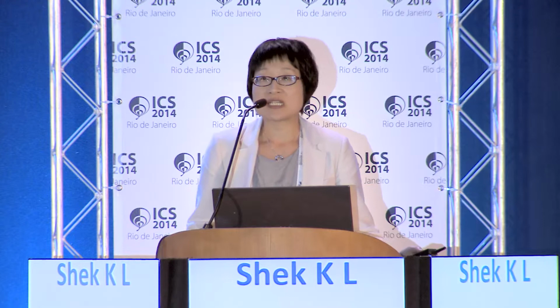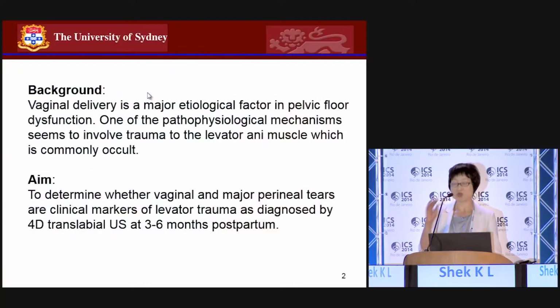Vaginal delivery is an important etiological factor in pelvic floor dysfunction. One of the pathophysiological mechanisms seems to involve trauma to the levator ani muscle, which has been reported to occur in 10 to 36% of women after vaginal delivery. It is common; however, the condition is often not diagnosed at the delivery suite because it is commonly occult.